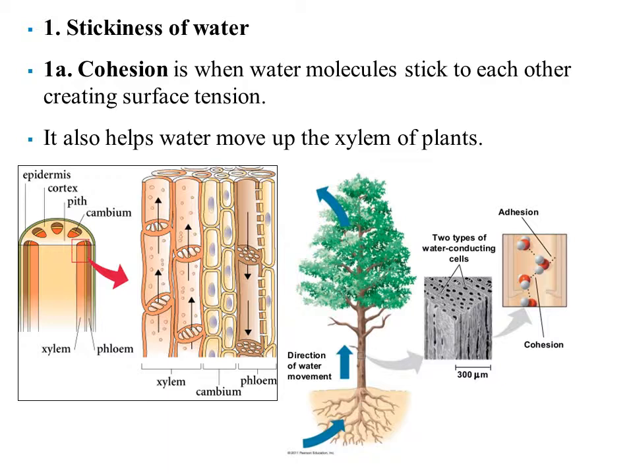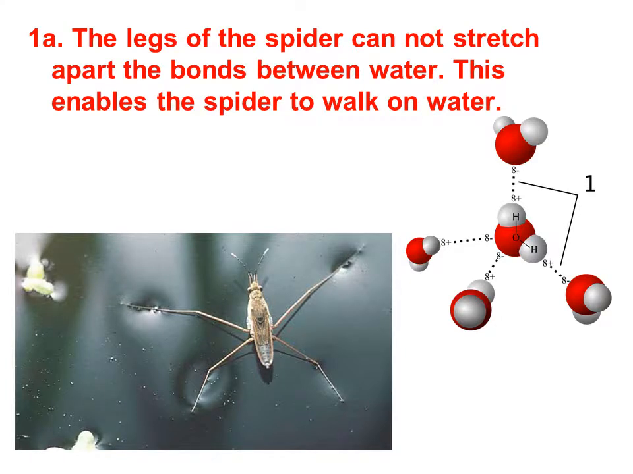How? Through adhesion and cohesion. Water that is below will be attracted to the water that is above. This is cohesion. This is how it moves up the tree. Again, that cohesive property is also strong enough that a water spider can walk on water.